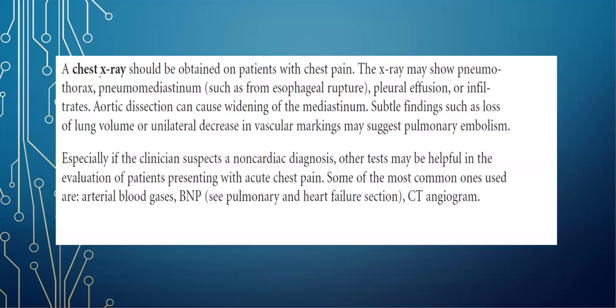So apart from ECG and cardiac enzymes, sometimes we also do a chest X-ray in a patient who has chest pain. It is normally done to rule out respiratory causes of chest pain, like if you're thinking pneumothorax or pleural effusion. Sometimes even in aortic dissection, you can get widening of the mediastinum, so that can be helpful to diagnose. So chest X-ray can be done if needed.